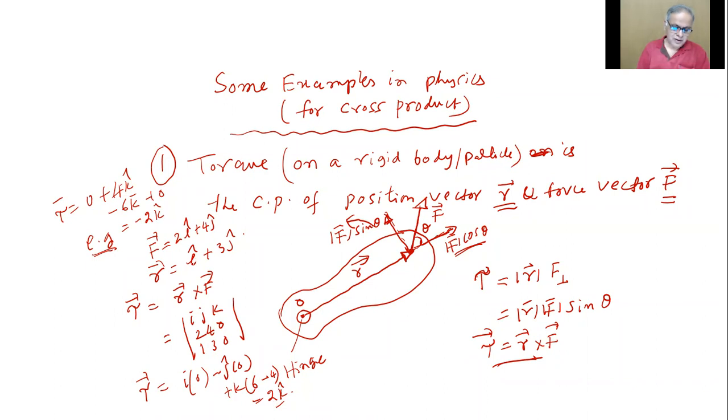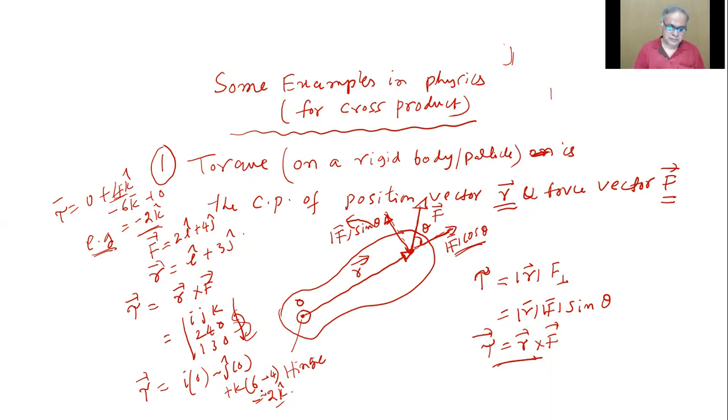Here, R cross F. i cross i 0, i cross j, 4k, right? j cross i, j cross i minus k only, no? 3 into 2, minus 6k. So minus 2k I'm getting. What happened here? Did I write everything properly? Here R should have been written first, no? Sorry. This should have been here, this should have been here. The R component here, this one here. So you'll get minus 2k here also. Check it. Did you understand?